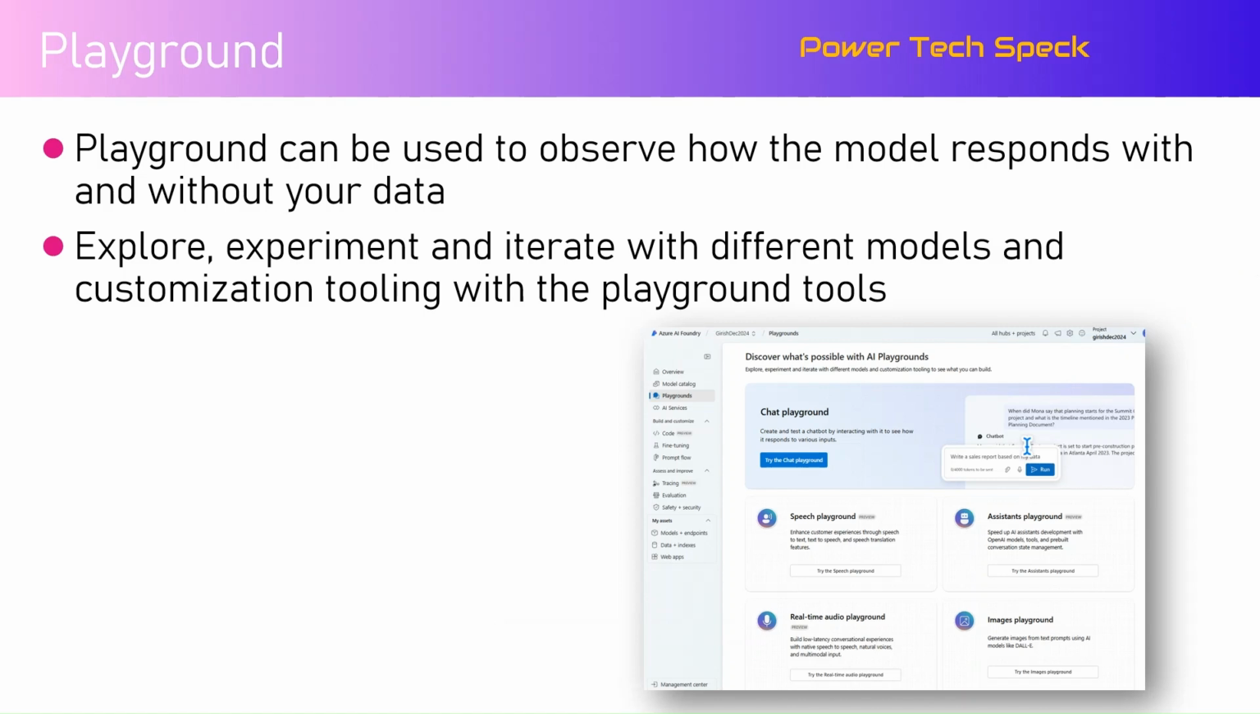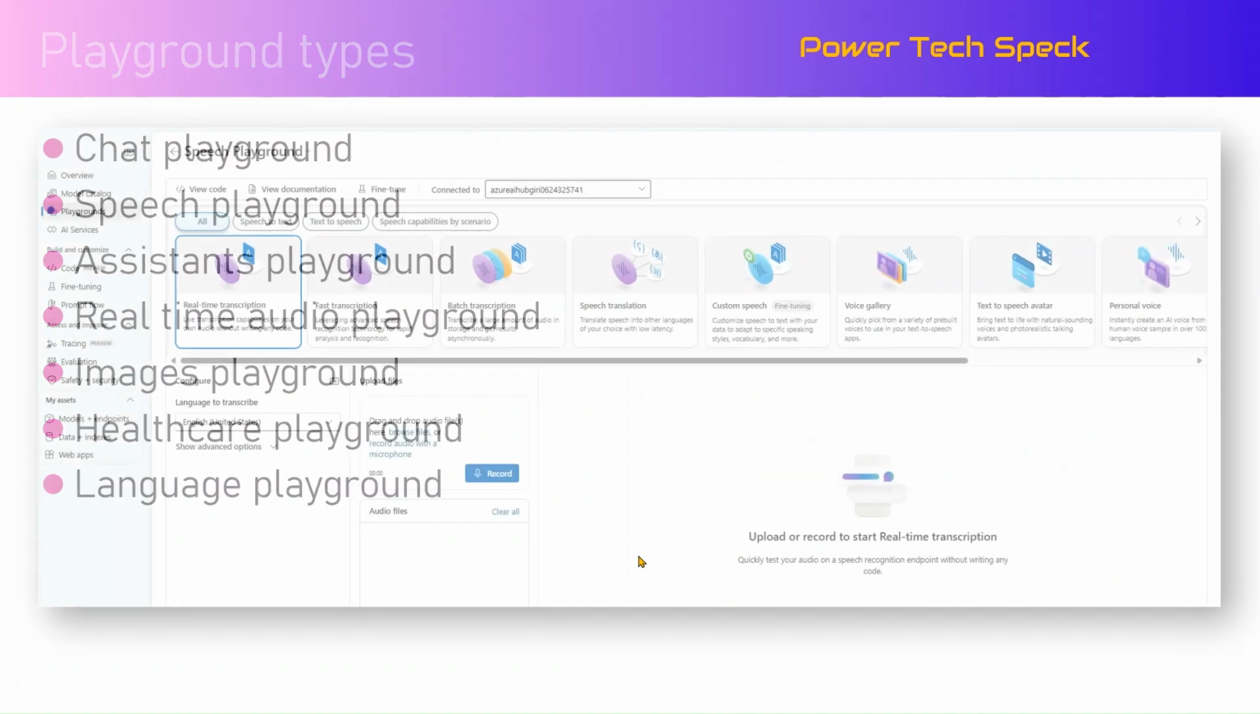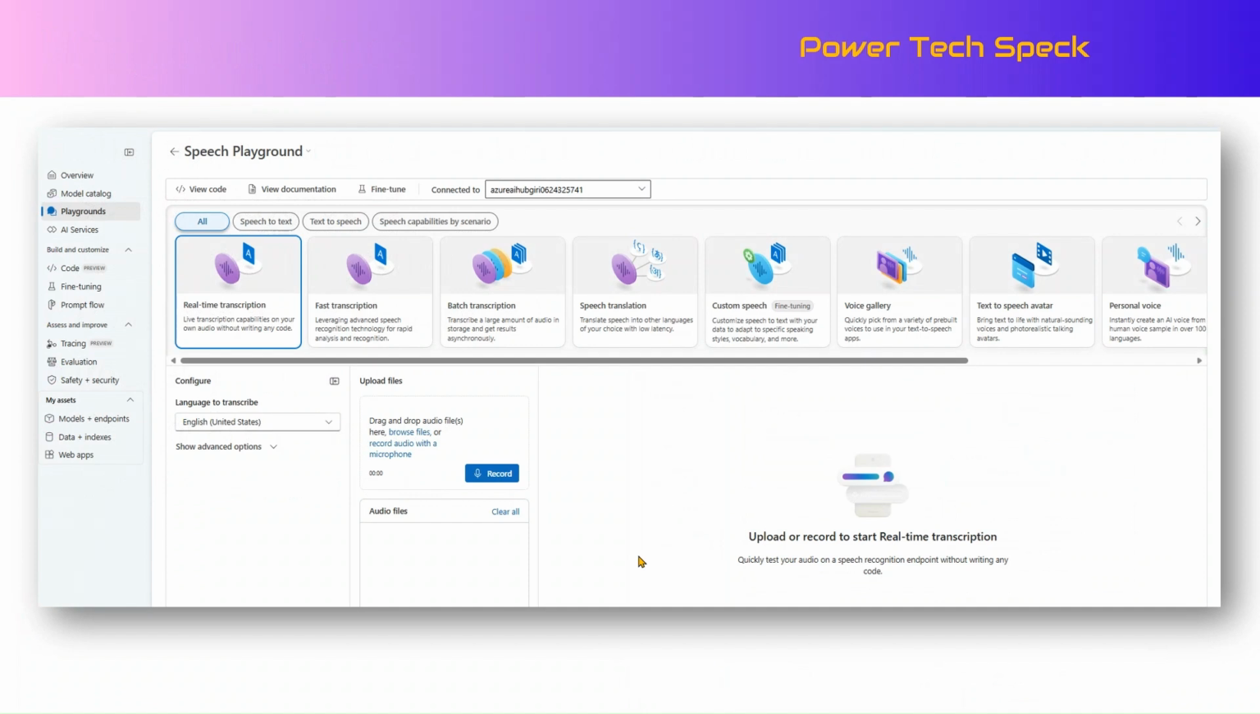So, there are multiple playgrounds which are available within the Azure AI Foundry, namely Chat Playground, Speech Playground, Assistance Playground, Real Time Audio Playground, Images Playground, Healthcare Playground, Language Playground. Now, this is how one of the examples would look like.